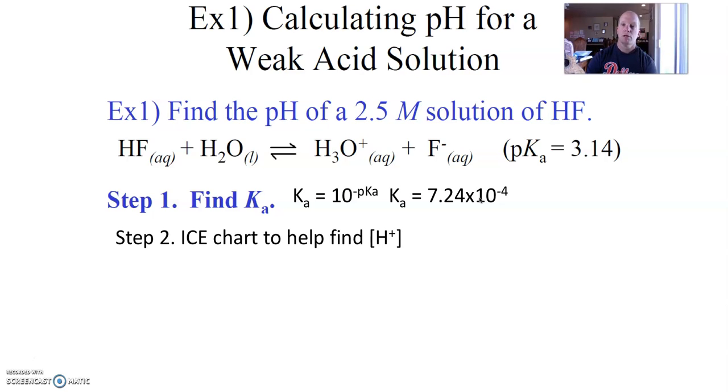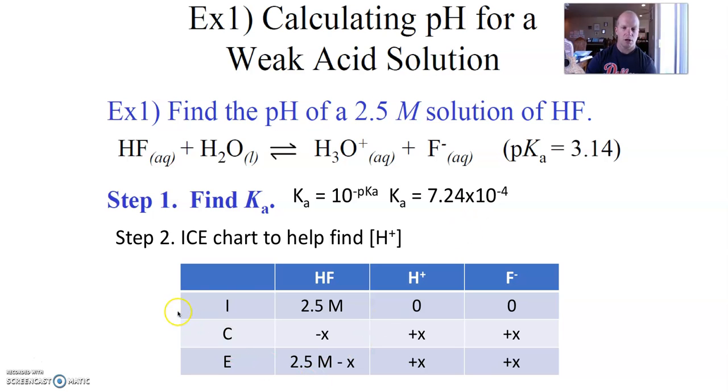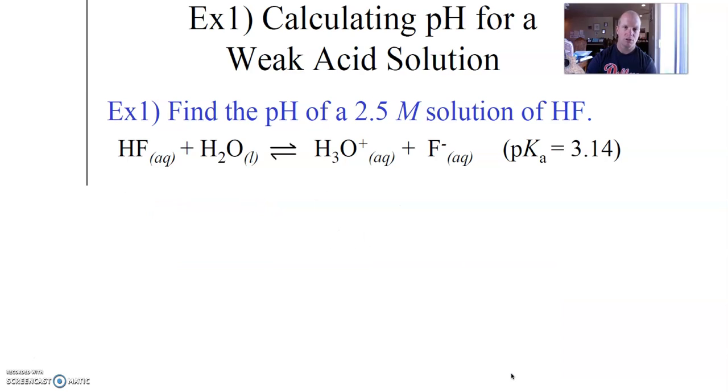Step two is we're going to set up an ICE chart. So here's my ICE chart. We're starting with 2.5 molar hydrogen fluoride, and 0 of these. Remember, H plus and H3O plus are the same thing, and F minus is the same thing. Our change is going to be X. So here's our equilibrium values down here. Let's check out on the next slide how we use this.